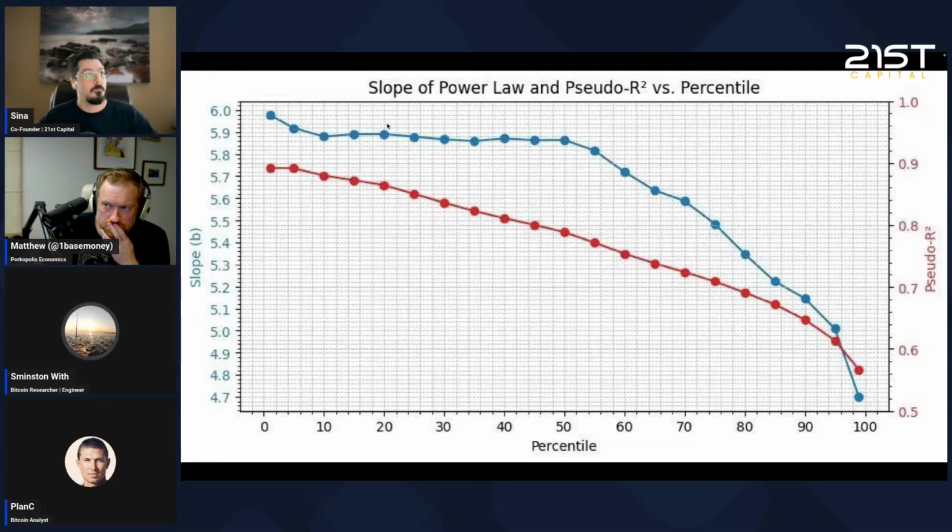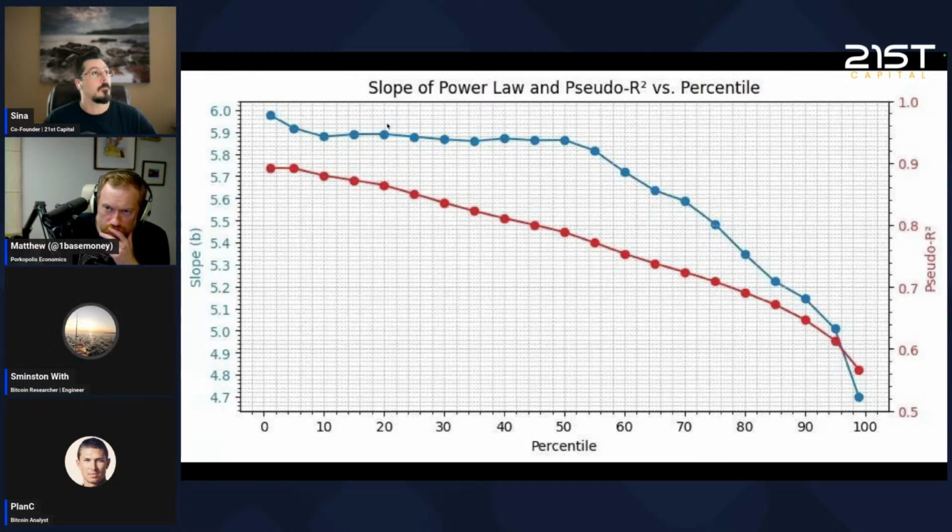There's a more gradual decline. This could use more work and focus, actually, because the pseudo R squared is just a different statistical concept than R squared, which is why it's called pseudo R squared. These two different metrics together tell us a little bit about the different mathematical behavior of the data towards the tops relative to the power law versus the bottoms.